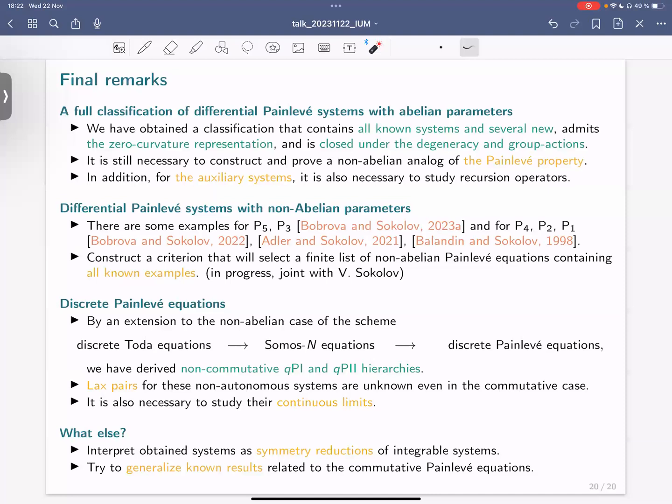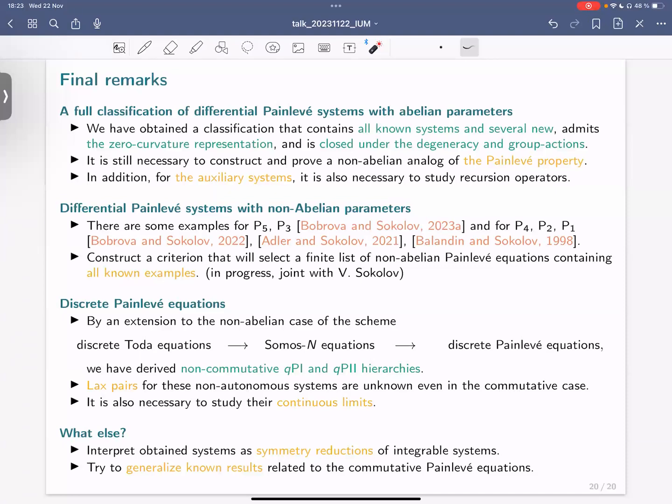But we did not study their Lax pairs, because we don't know how to obtain the corresponding Lax pair for the Toda chain with non-autonomous parameters. And we also did not study the continuous limits, because starting from these non-commutative analogues for the Painlevé 1 and Painlevé 2 hierarchies, it's expected that we will obtain the corresponding hierarchies for the first and second Painlevé equations. But to be honest, these two problems are still open in the Abelian case.